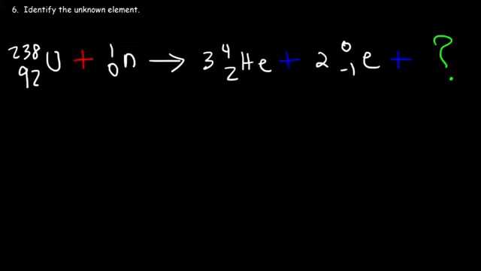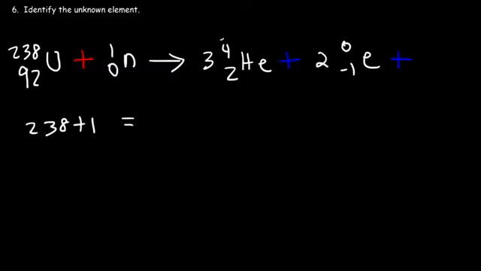In this example, uranium-238 is struck by a neutron, and as a result it produces 3 alpha particles, 2 beta particles, and some missing element. What is the unknown element? Well, we need to balance the equation. So let's balance the mass numbers first, and then we can balance the atomic numbers and the charges. So on the left side, focusing on the numbers on top, the mass numbers, it's 238 plus 1, and that has to equal the mass on the right side.